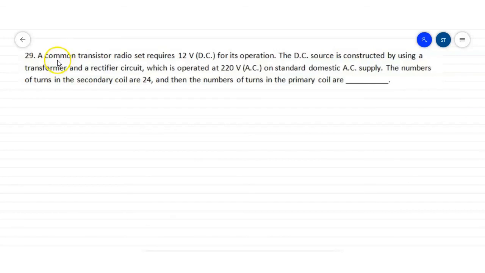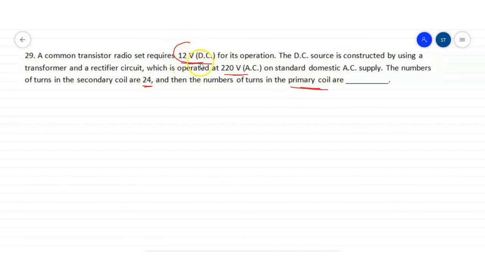Hello everyone. The question given is, a common transistor radio setup requires 12 volt for its operation. The DC source is constructed by using a transformer and a rectifier circuit, which is operated at 220 volts AC on a standard domestic AC supply. The number of turns in the secondary coil are 24, the number of turns in the primary coil will be.